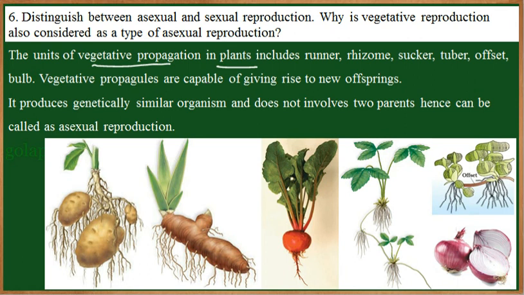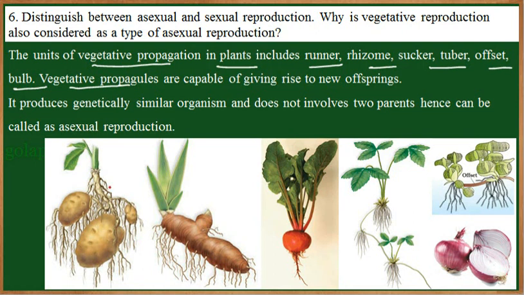Now, in plants, every cell has the ability to develop into a new individual, which is called totipotency. This property of plant cells is involved in vegetative propagation. The units from which the new individual develops are called vegetative propagules. Examples of vegetative propagules could be runner, rhizome, sucker, tuber, offset, bulb, etc. These are the units for vegetative propagation.